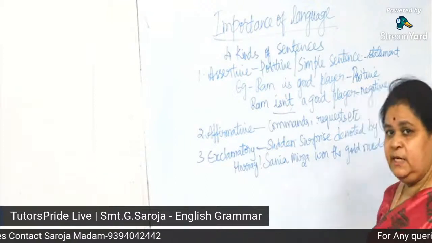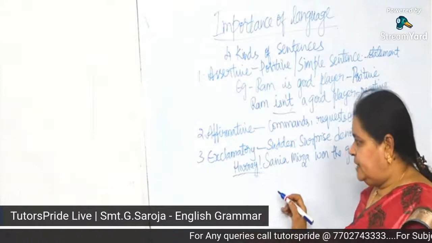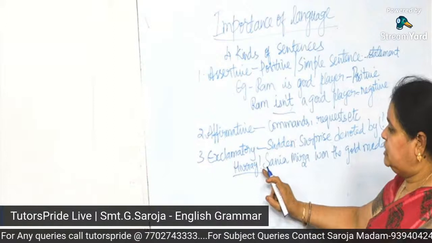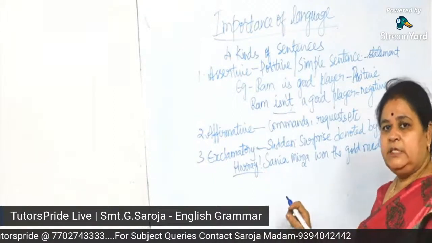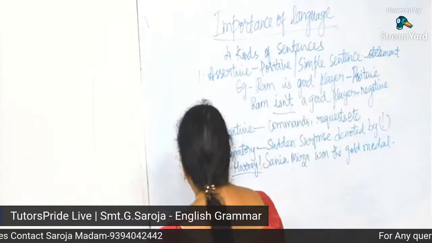Today, Sanya won the gold medal! Okay, these are called exclamatory sentences, and they also will have an exclamatory mark. We have to use this exclamatory mark compulsorily in the sentence. And the fourth one, interrogative.